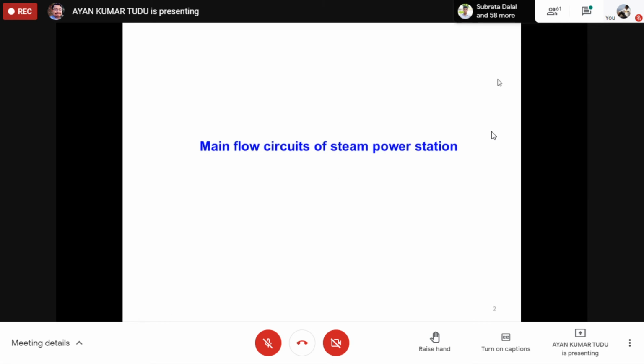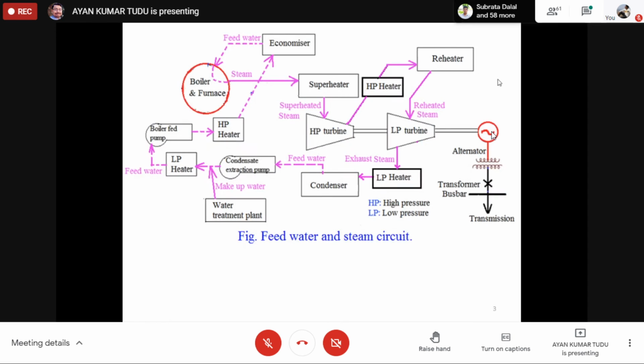Let us see the typical circuits. As you can see, these are the main flow circuits. This is the feed water and steam circuit. We can start from number 1. This is the feed water, which is coming from the economizer. What is an economizer? We'll be talking about it in more detail in later classes. For now, let us first see what is happening. This feed water is entering the boiler and furnace.